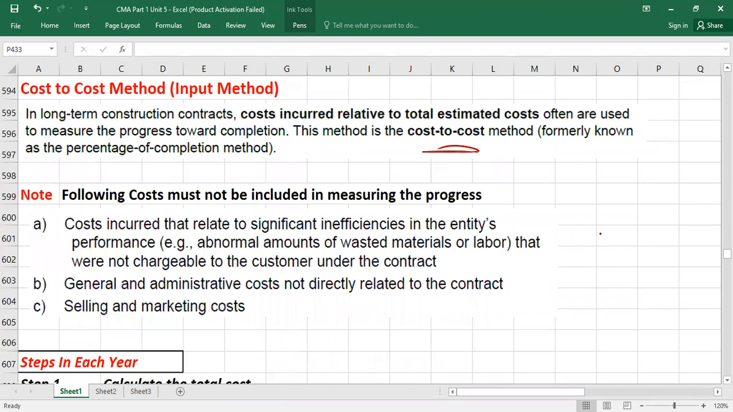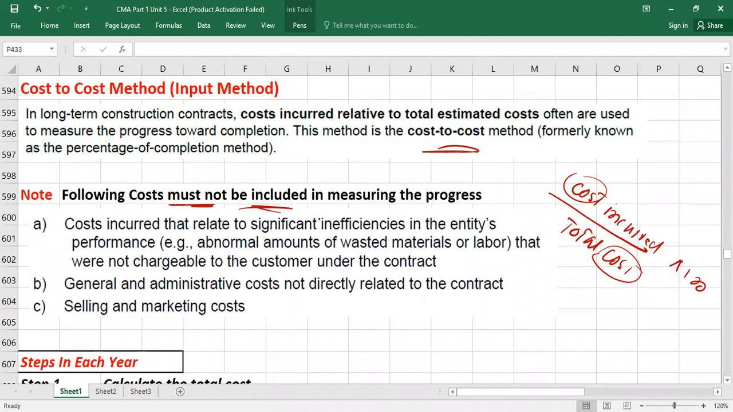Please remember, whenever you apply the formula, obviously I will explain step by step, and each step you need to memorize with understanding. So for example, when you write here cost incurred, it means the actual cost, divided by total cost, which will include actual and estimated, and you multiply by 100. Please make sure that certain costs must not be included in your cost. If the question tells you about these costs, you should exclude them. Don't make them part of the cost.